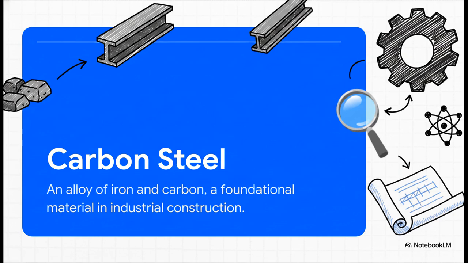At its core, carbon steel is an alloy. It's a really specific, carefully controlled blend of iron and carbon. This is the foundational, ubiquitous material in industrial construction. It's really the true hero of our story today. The go-to material engineers reach for before literally anything else when they're designing a massive project.